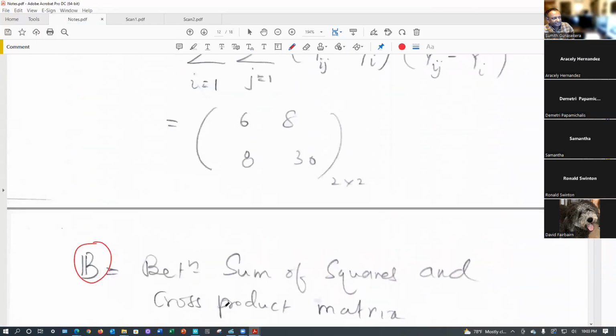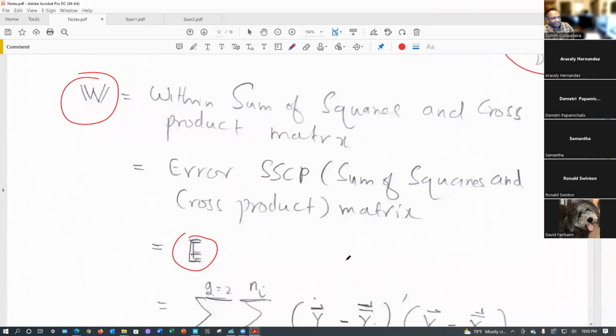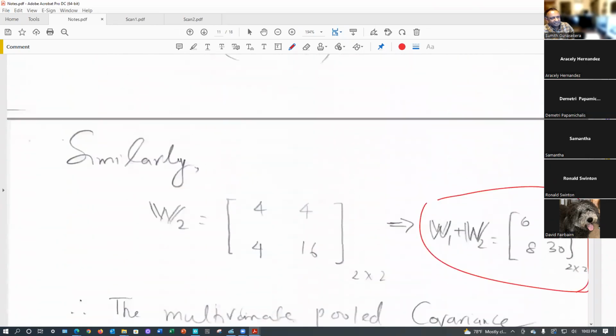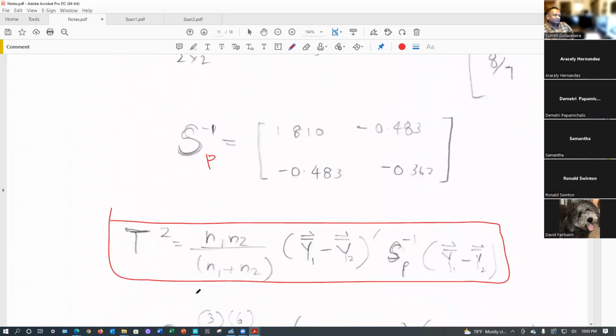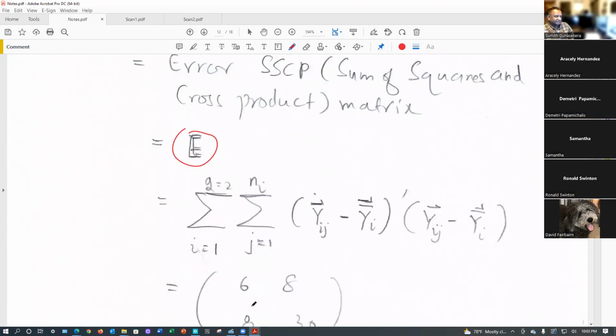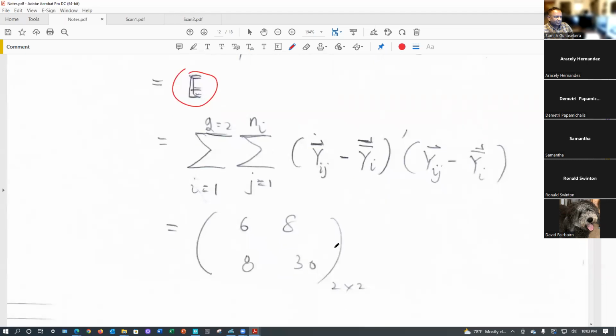6, 8, 8, 30. Did we calculate that one? Yes, see, 6, 8, 8, 30. For the error, it's nothing but the within or error sum of squares and cross product. See, within sum of squares and cross product, or error sum of squares cross product, which is W or E, which is getting through this formula.